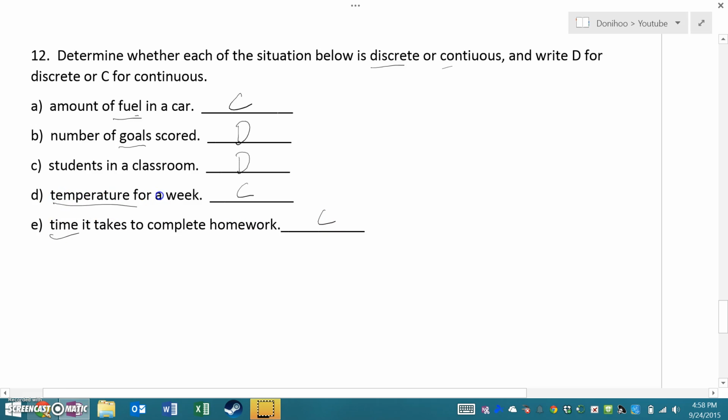Time, temperature, amount of fuel. These are all measured, therefore they're continuous. Each of these cannot be cut in half, therefore they're discrete. There's your test review.